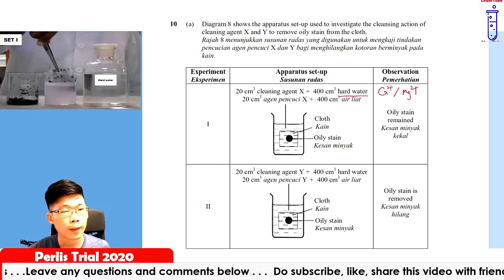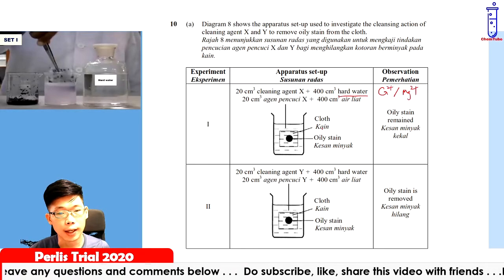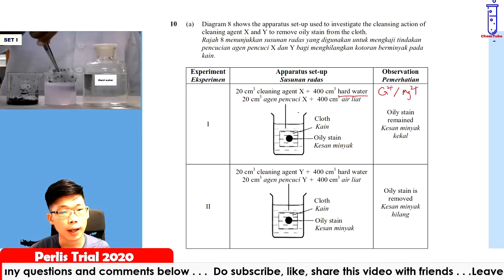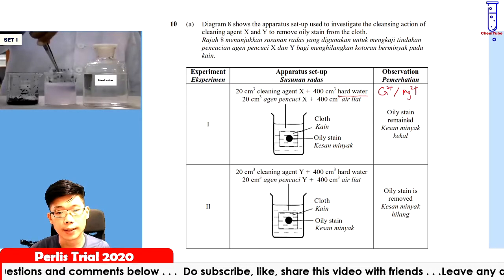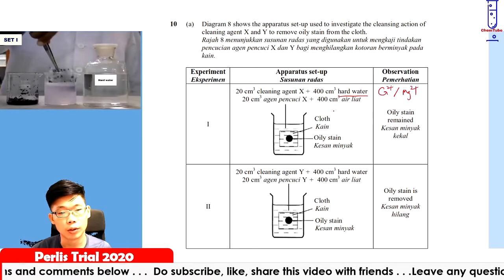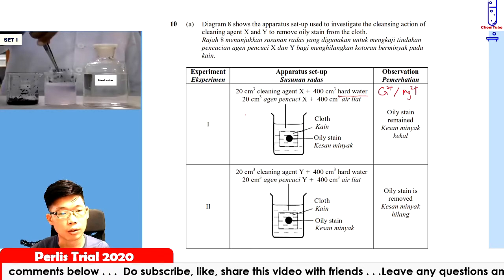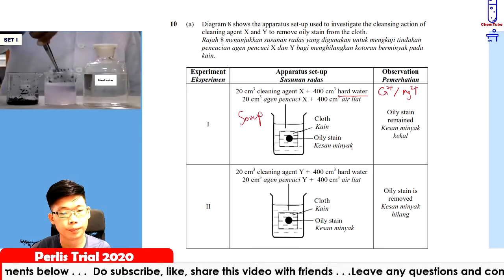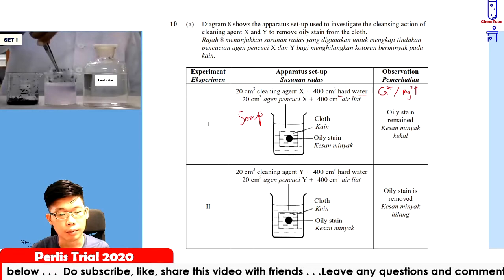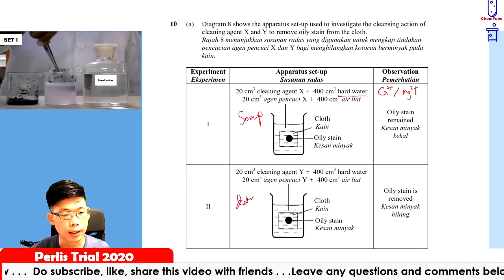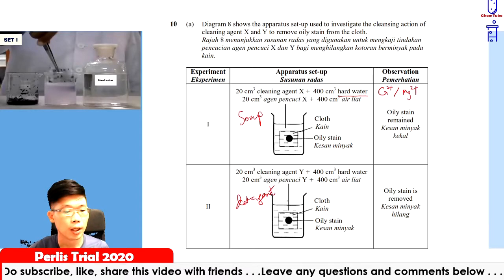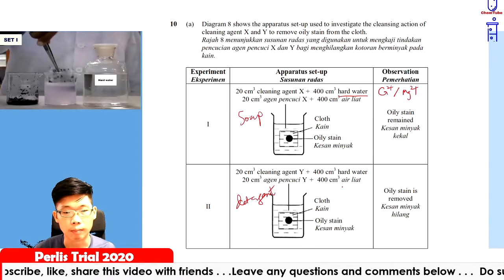So in the cleansing action with X, the oily stain remains. You have to know that this is soap, the salt. With Y, the oily stain is removed, so this is the detergent. So this is the one you must remember.